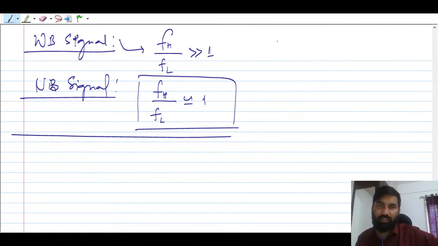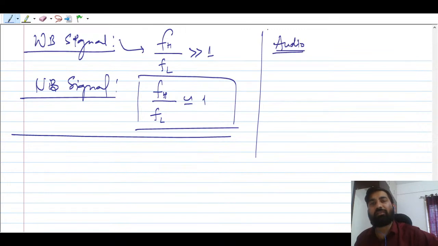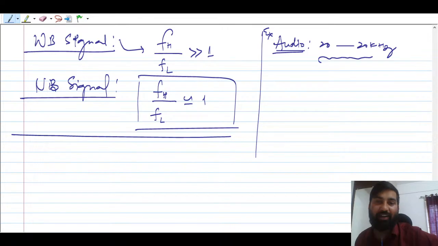Okay, so suppose I take one question here, like audio. Audio has a range of 20 Hz to 20 kilohertz. Now we need to decide whether it is a narrowband signal or a wideband signal, right? Narrowband signal or a wideband signal, okay.